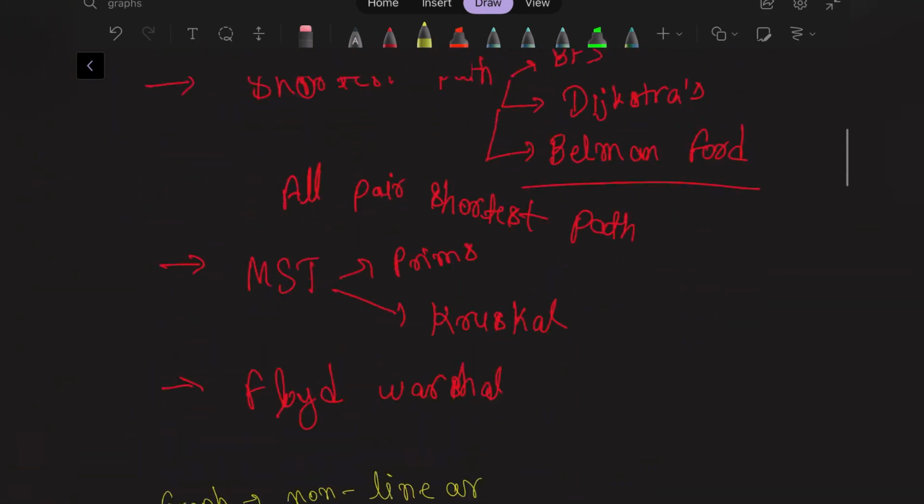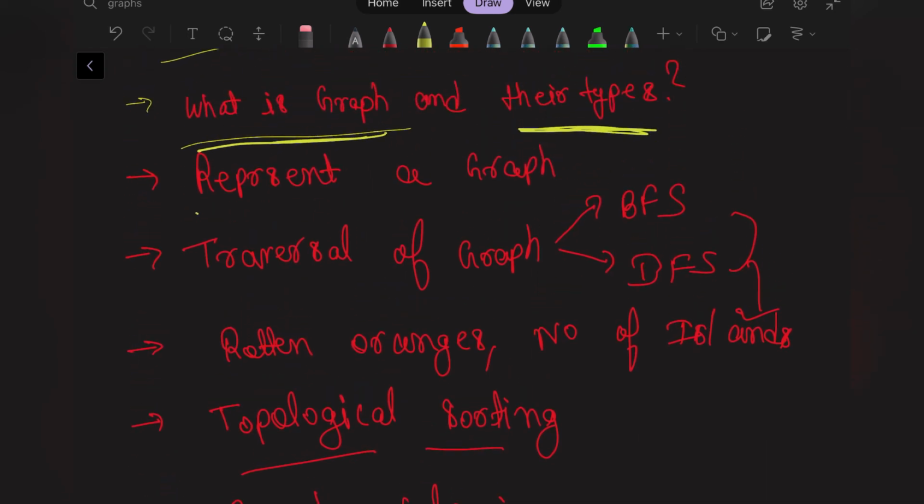discuss the representation of a graph, like how to represent a graph. Thank you.